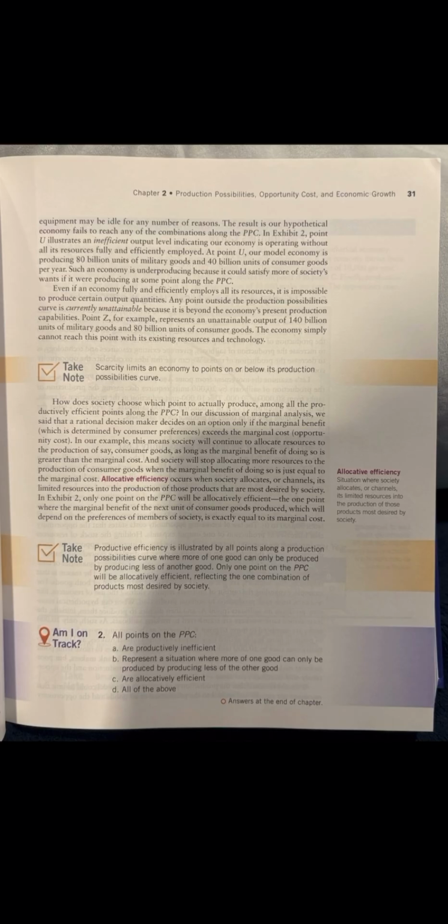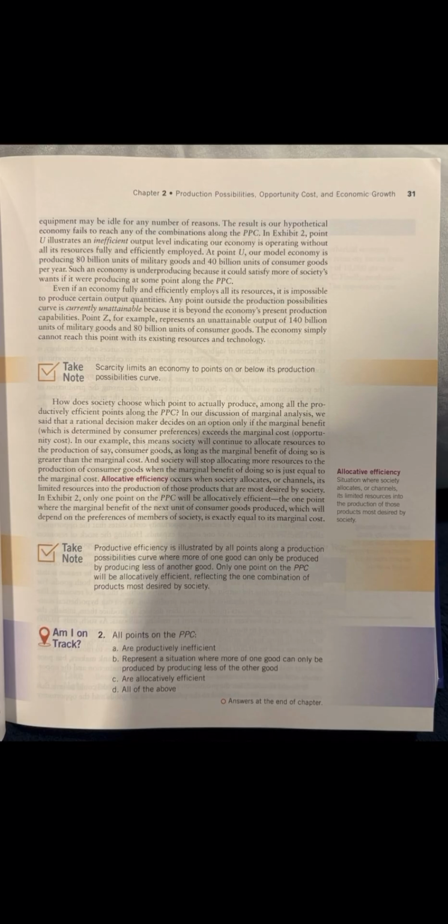Such an economy is underproducing because it could satisfy more of society's wants if it were producing at some point along the PPC. Even if the economy fully and efficiently employs all of its resources, it's impossible to reach certain output combinations. Any point outside the production possibilities curve is currently unattainable because it's beyond the economy's present production capabilities. Point C, for example, represents an unattainable output of 140 billion units of military goods and 80 billion units of consumer goods. The economy simply cannot reach this point with its existing resources and technology. Take note, scarcity limits an economy to points on or below its production possibilities curve.